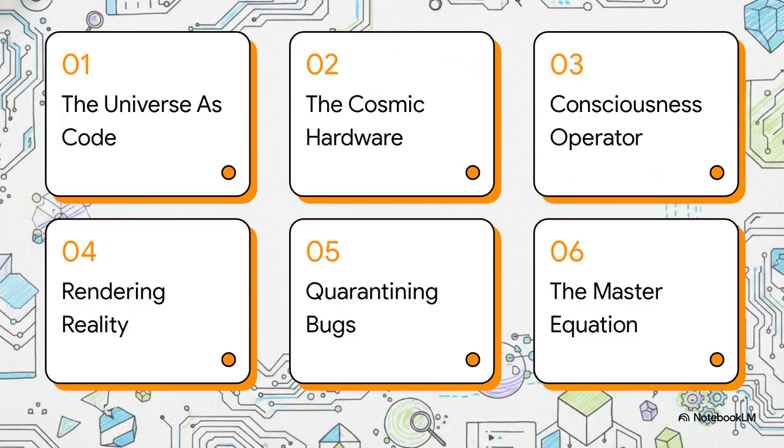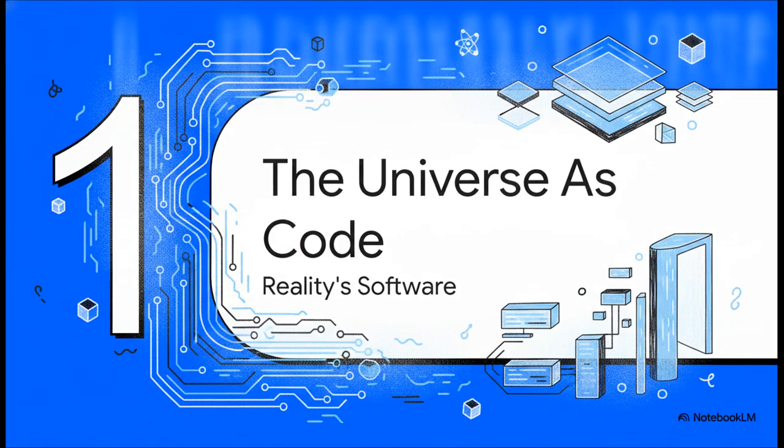So, to make sense of all this impossibly complex math, we're going to lean on an analogy that makes it super accessible: computer architecture. We'll be looking at 1. The universe's code, 2. The cosmic hardware, 3. The consciousness operator, 4. Rendering reality's graphics, 5. Quarantining cosmic bugs, and 6. The master equation. All right, part 1, the universe as code.